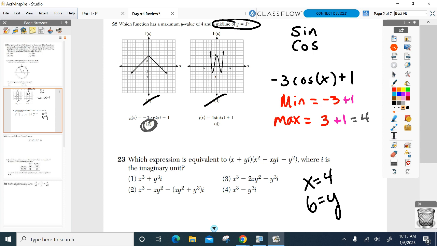But the minimum, I don't care. You don't care about the minimum. It just asks, find me one of these four that had a max of 4 and a midline of y equals 1. It didn't mention anything about a minimum. So I was just going over reviewing how to find the minimum.